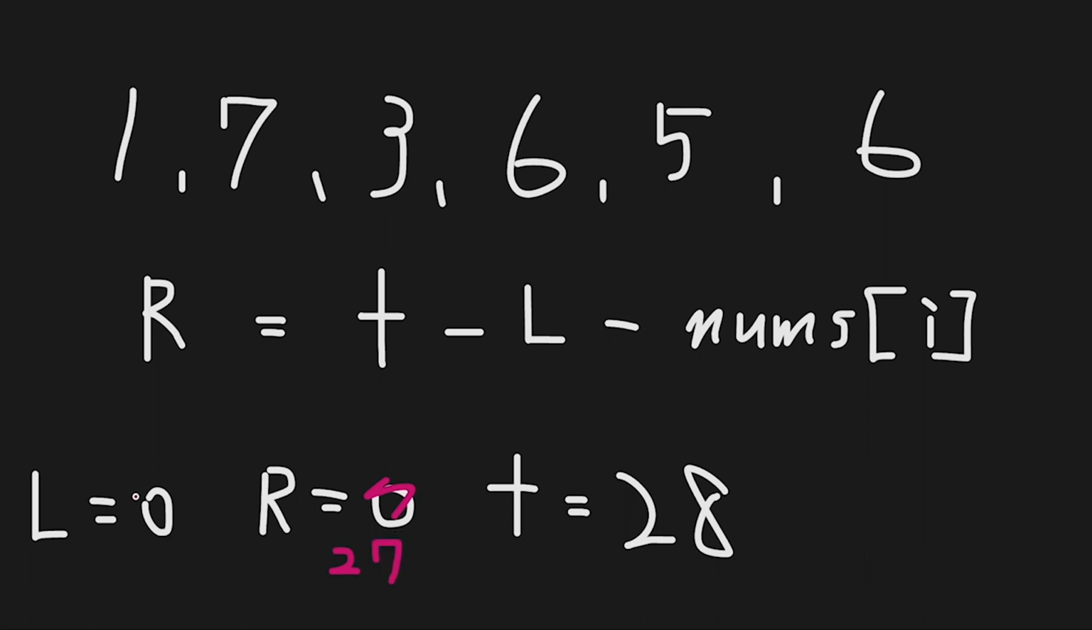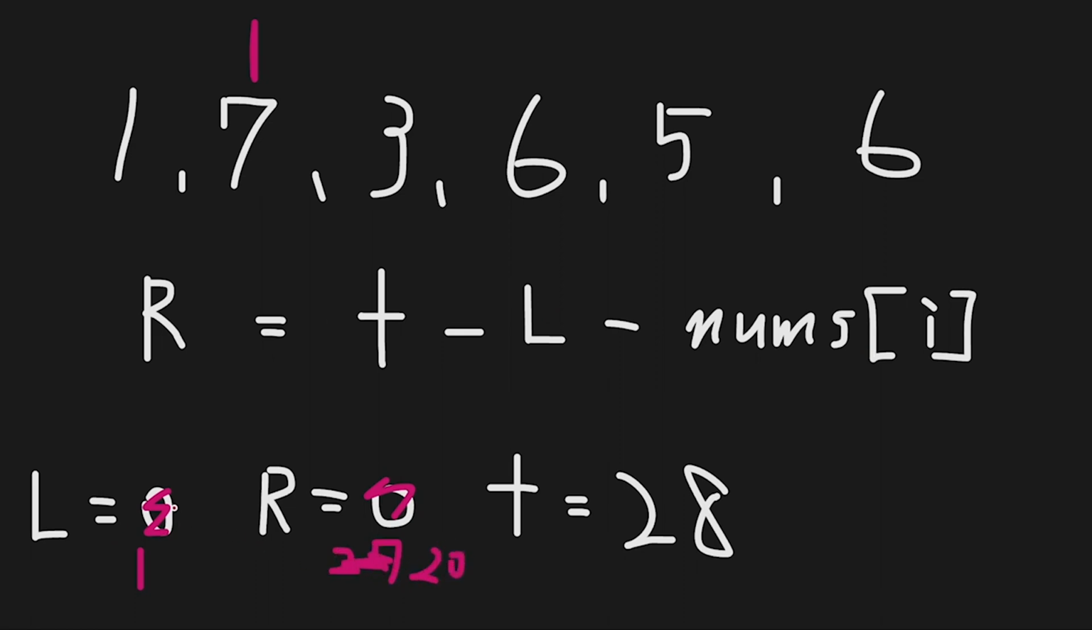After that, compare left sum with right sum. And if they are the same, we should return the current index. If not, add current number to left sum. So in this case, they are not the same. So add current number to left sum. So now left sum is 1. And then move next. Now pivot index is 1. And then again calculate the right sum: total 28 minus left sum 1 minus current number 7. So right sum should be 20.